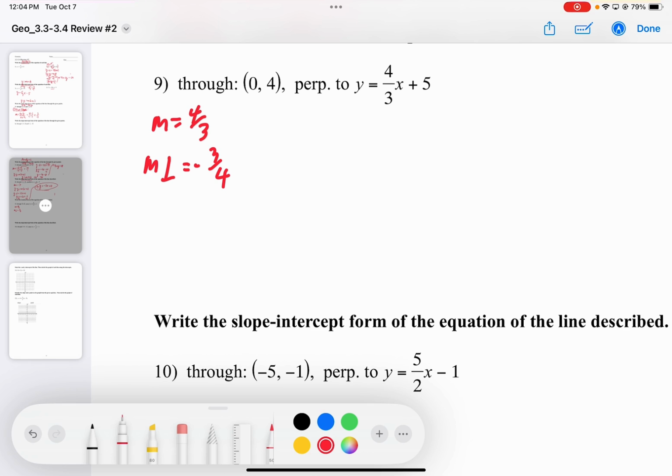How you feeling? Good? How you doing? Wait, this one? Yeah. It should be -2 fifths, but your slope will be, because that's my half, so you did opposite reciprocal of that. So -2 fifths. Awesome. Nice.